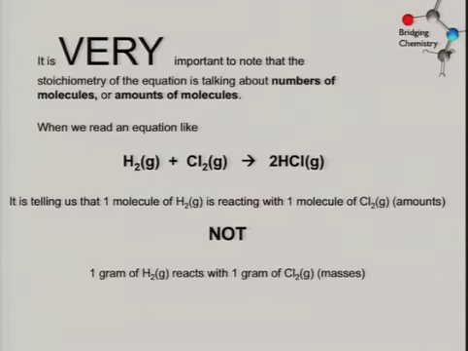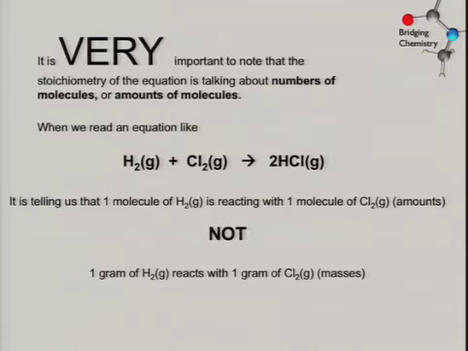Okay? Now, it is very important to understand and remember that these stoichiometric coefficients are talking about numbers of molecules or amounts of molecules. When we have an equation like this, it's telling us that 1 molecule of H2 reacts with 1 molecule of CO2. It's talking about numbers of molecules. So the stoichiometric coefficients are talking about numbers of stuff. It is not talking about masses.